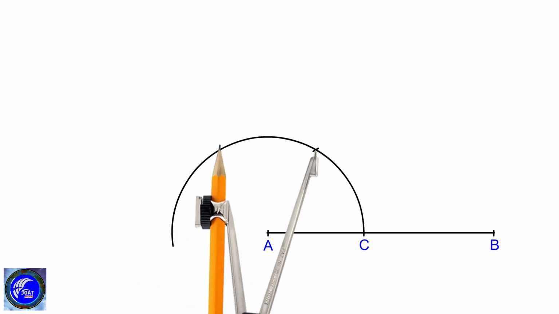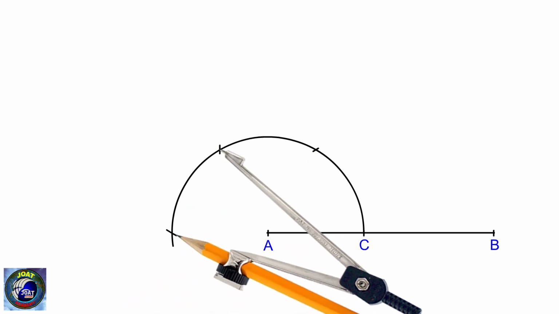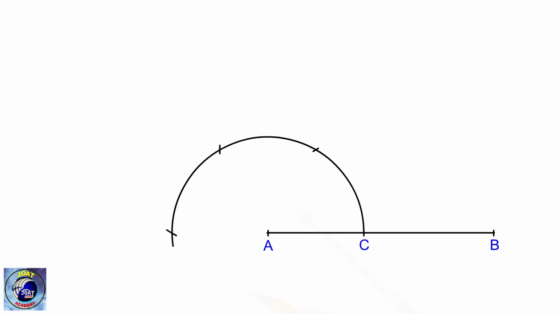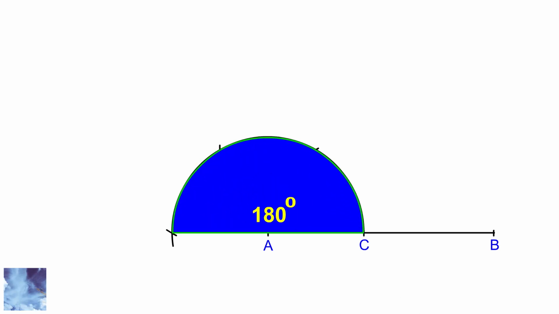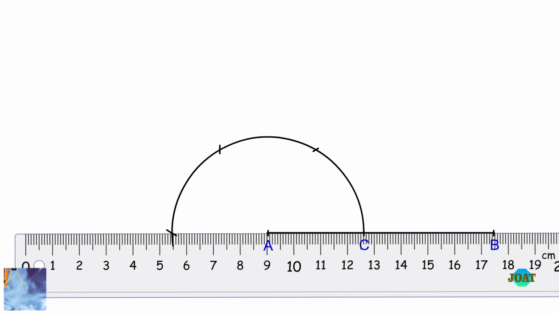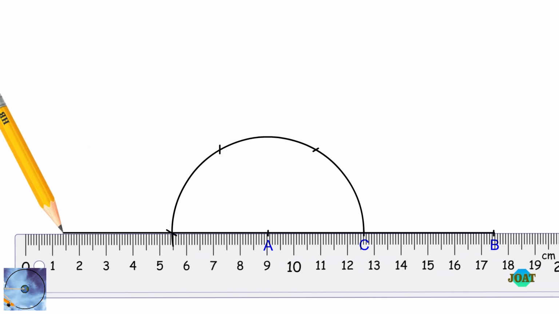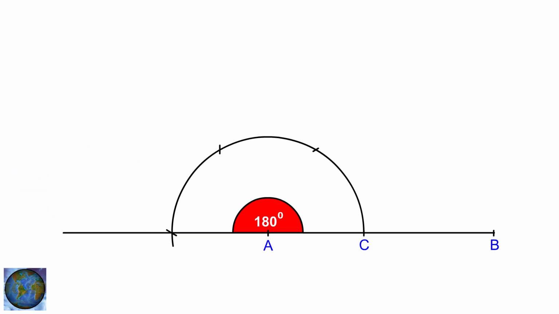Each arc represents 60 degrees. 3 60-degree angles together make 180 degrees. With the help of your ruler and pencil, draw a straight line from point A, passing through the point of intersection, as shown. This gives you a 180-degree angle.